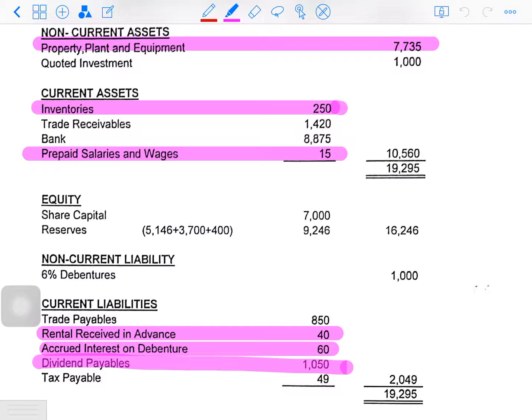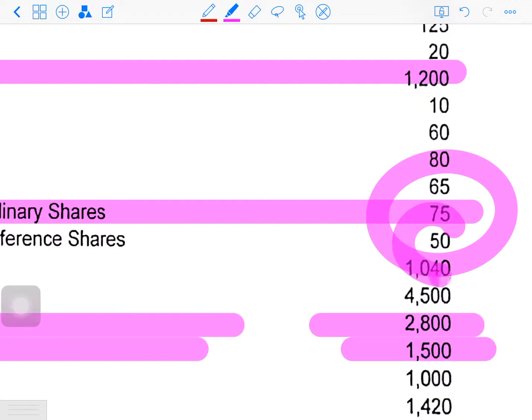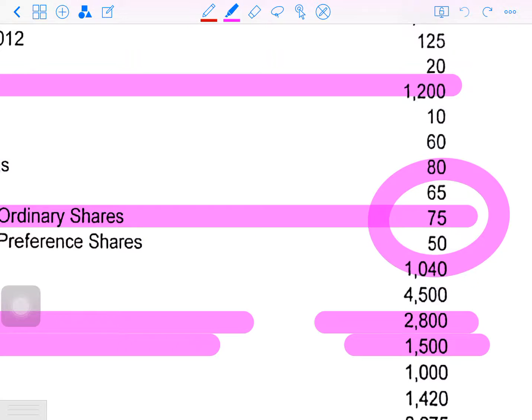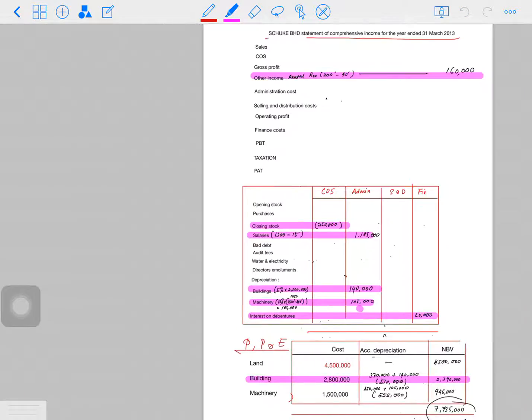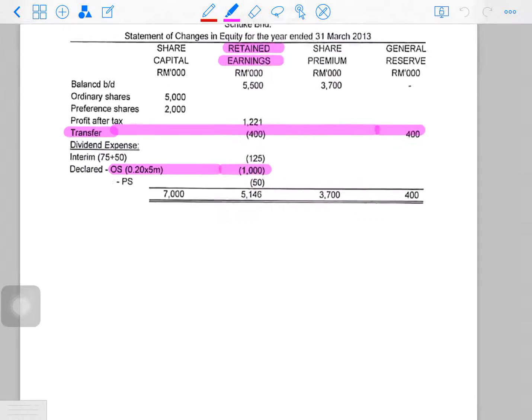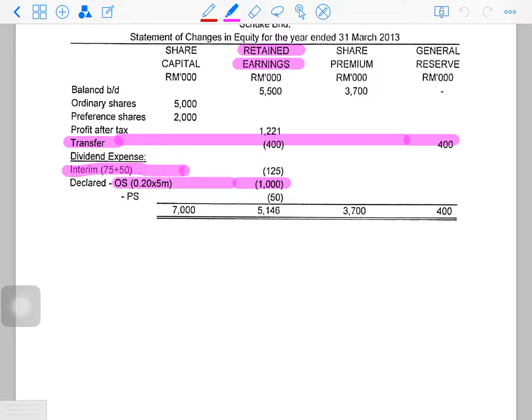Next, before that we also have interim dividend, which has already been paid, 75 for ordinary shares and also 50 for preference shares. You should also record this in your statement of changes in equity. So interim dividend, total amount 125: 75 ordinary, 50 preference.